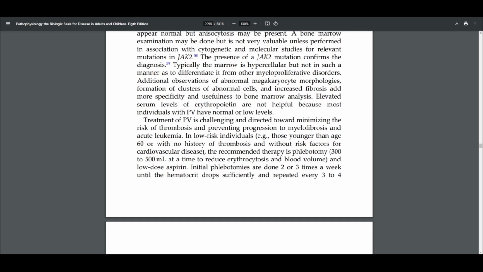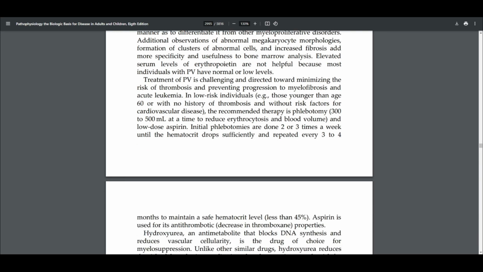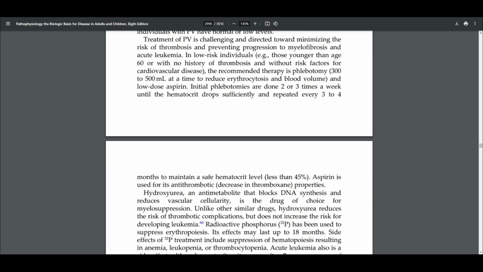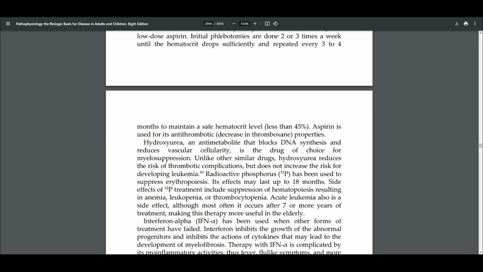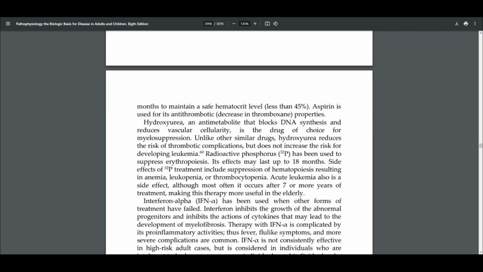Treatment of PV is challenging and directed towards minimizing the risk of thrombosis and preventing progression to myelofibrosis and acute leukemias. In low-risk individuals, the recommended therapy is phlebotomy and low-dose aspirin. Initial phlebotomies are done 2 to 3 times a week until the hematocrit drops sufficiently and repeated every 3 to 4 months to maintain a safe hematocrit level of less than 45%. Aspirin is used for its antithrombotic property.